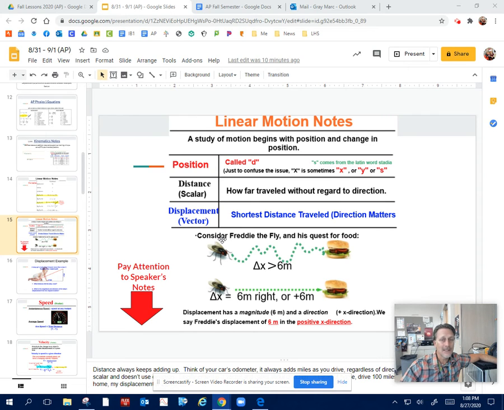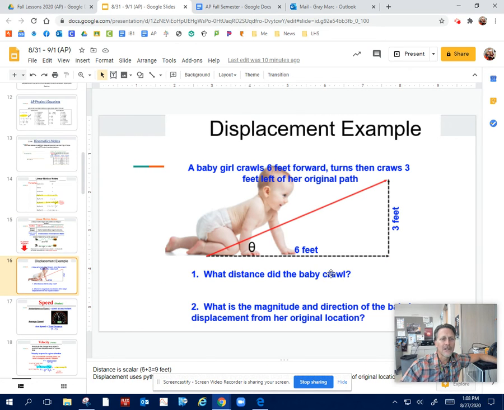So when you say distances, you just report like 6 meters. But when you say displacements, you'll say something like 6 meters to the right. And oftentimes in physics, we're going to call that the positive direction to the right. So you might say plus 6 meters. Or you might say that the displacement from the burger to the fly is negative 6 meters to the left.